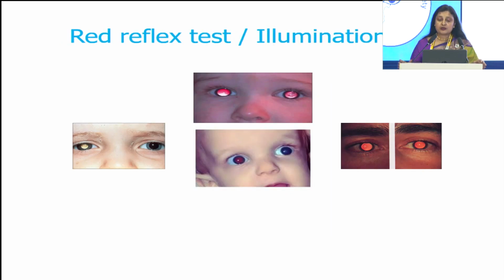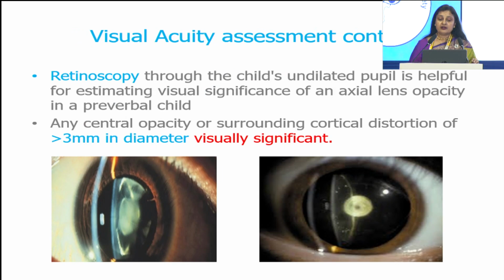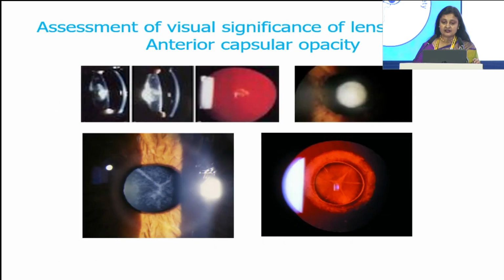First, the most important thing is the red reflex or the illumination test, which is to be done in the pediatric case. It should be done in an undilated pupil to estimate the visual significance of the opacity. Any central opacity or the surrounding cortical distortion of more than 3 millimeter in diameter is visually significant.